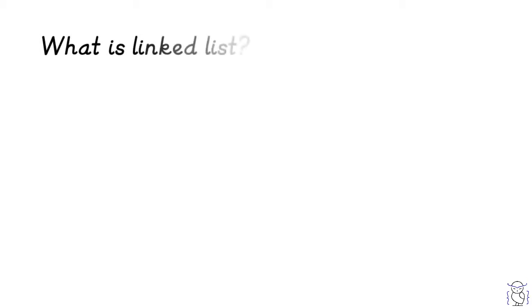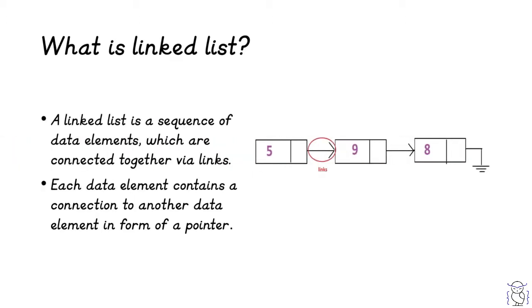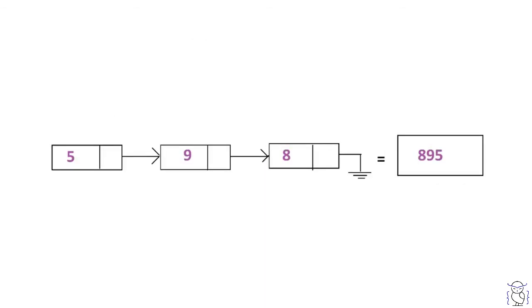Let us first understand what a linked list is. A linked list is a sequence of data elements which are connected together via links. Each data element contains a connection to another data element in the form of a pointer. We will see how linked lists work in this particular problem.